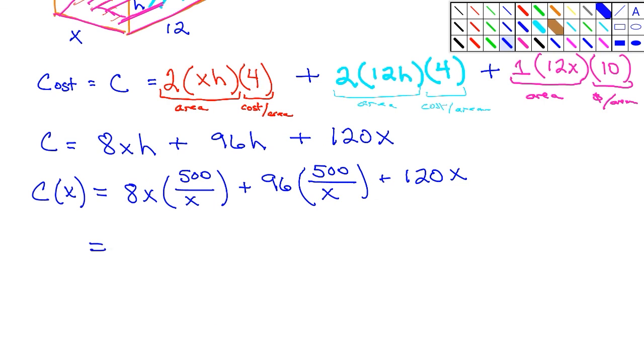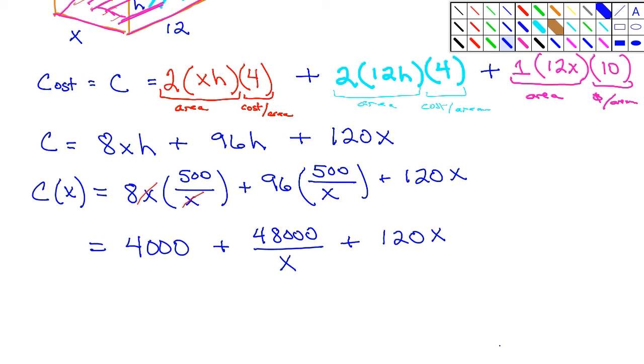So now I'm going to simplify this. 8 times 500 is 4,000, and then the x's cancel. 96 times 500 is 48,000. There's still an x in the bottom there. And then 120x. All right, so that is our cost function.